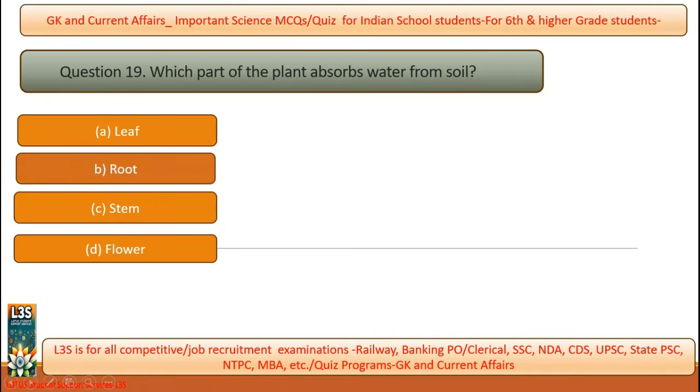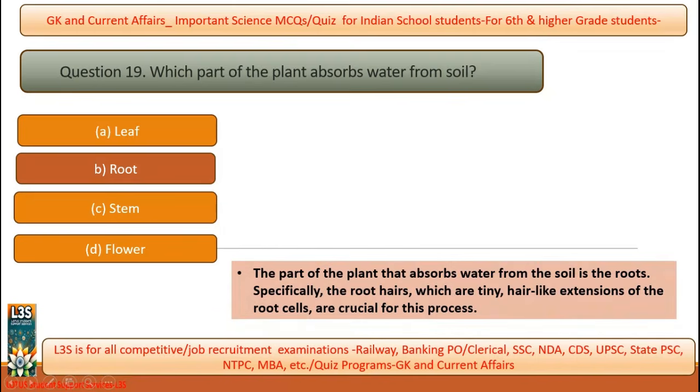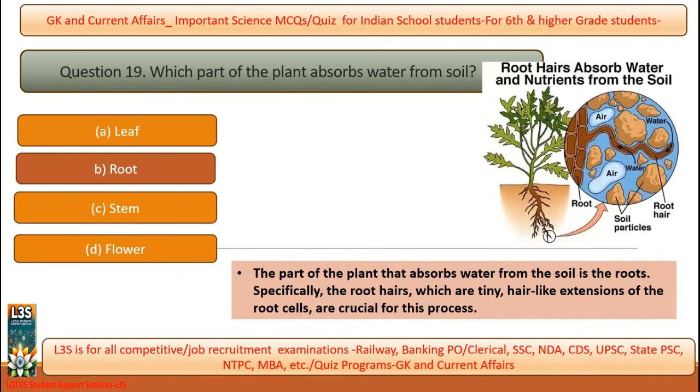And it is B, root. Root is a part of the plant that absorbs water from the soil, specifically the root hairs, which are tiny, hair-like extensions of the root cells and crucial for this process. We can see here a picture that roots absorb air and water from soil.